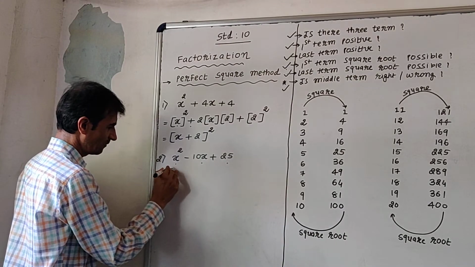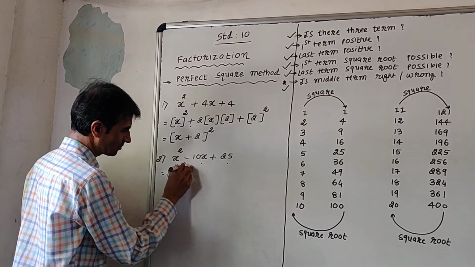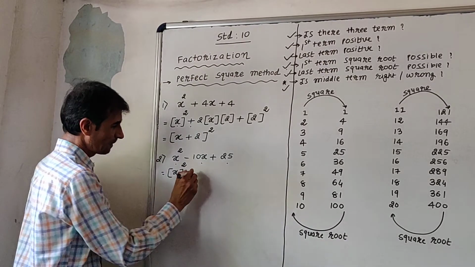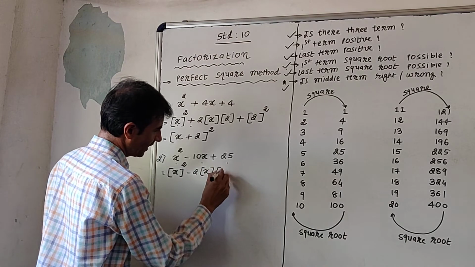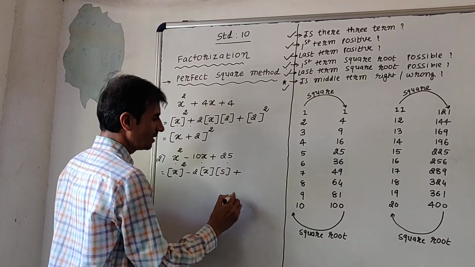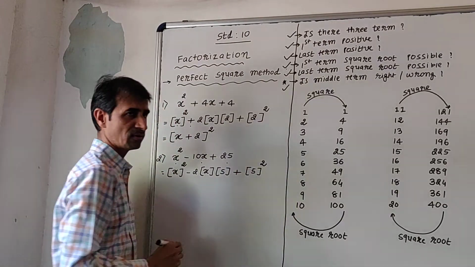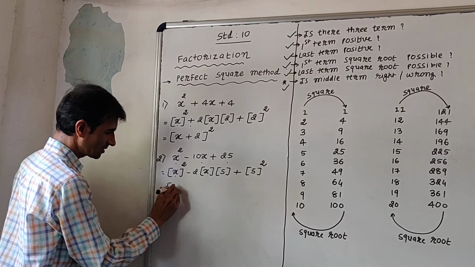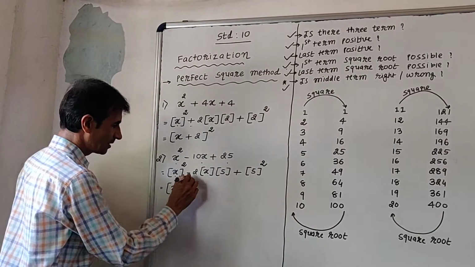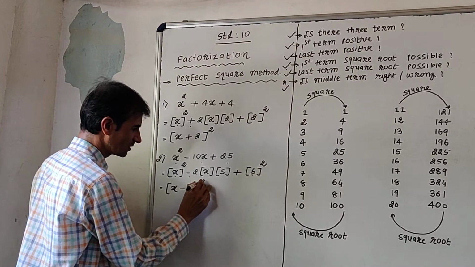The second term, first of all I want to write down the first term square root and the whole raised to square, the middle term sign. Now the 2 from the pocket, first term square root x, and the last term square root is 5, again plus, and the last term square root 5 and the whole raised to square. Okay, and the final answer I can write down here, the first term square root, the middle term sign minus, and the last term square root 5 and the whole raised to square.